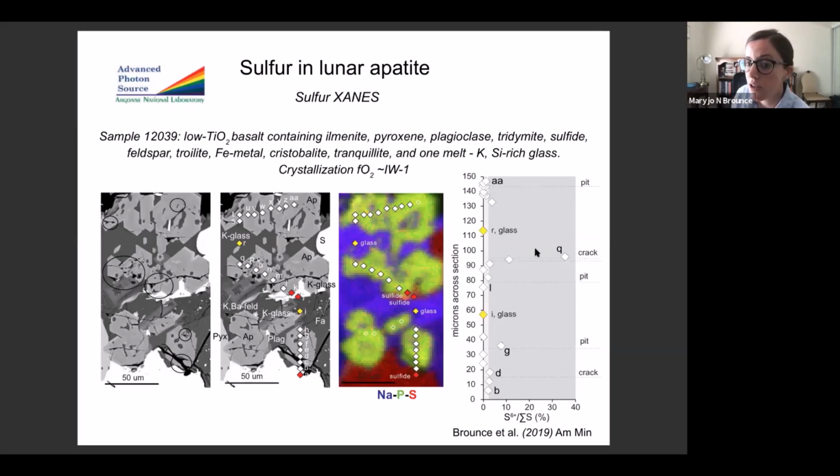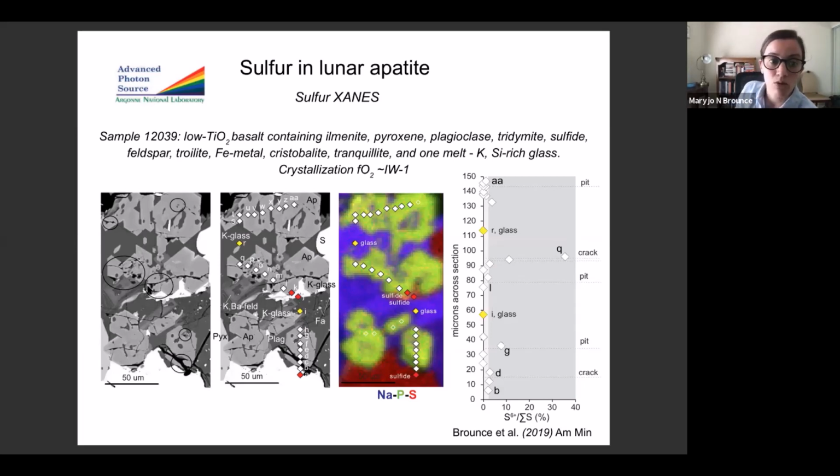There are 4 or 5 analyses here on apatites that have really significant sulfate absorption features in them. And what I'm also showing you is the position. You can see that this thin section has some fractures and some pits running across it. And every time that we find these really intense sulfate absorption features, we are close to an area that's pitted or fractured in the thin section.